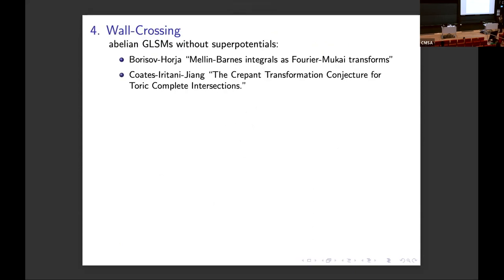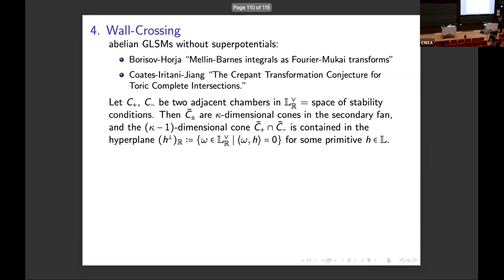For abelian gauged linear sigma models without superpotentials, there was previous work by Borisov and Horja for Calabi-Yau and non-equivariant. And Coates, Iritani and Jiang did the case where it is equivariant and not necessarily Calabi-Yau, but it's still a Fourier-Mukai transformation. So suppose that we have two adjacent chambers in the space of stability conditions. Their intersection is a (kappa minus one)-dimensional cone, and it's contained in some hyperplane. Recall that C plus and C minus are in the dual of the Lie algebra. So this H is a lattice point in the Lie algebra, or a co-character.